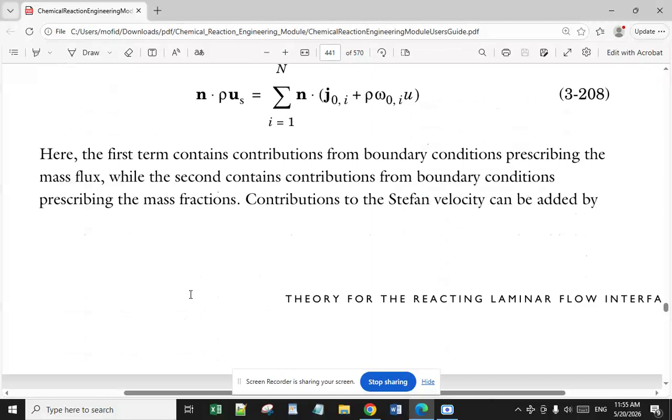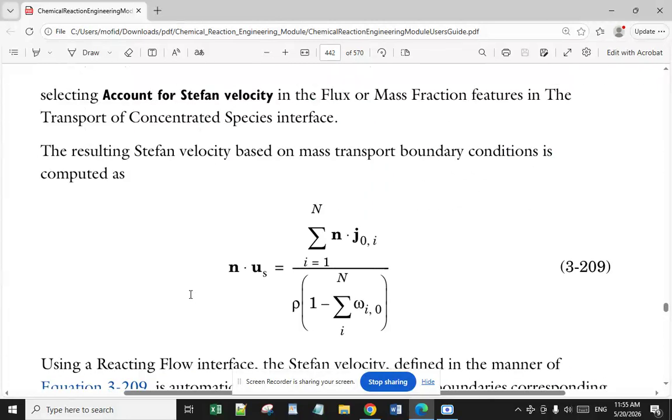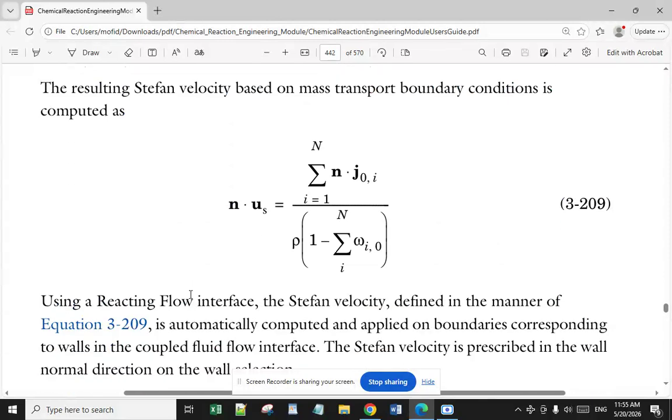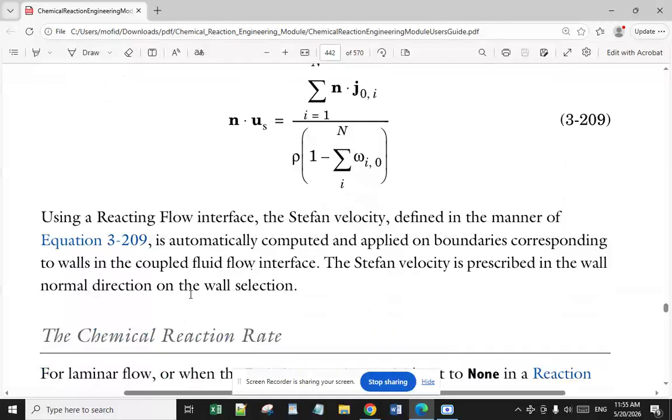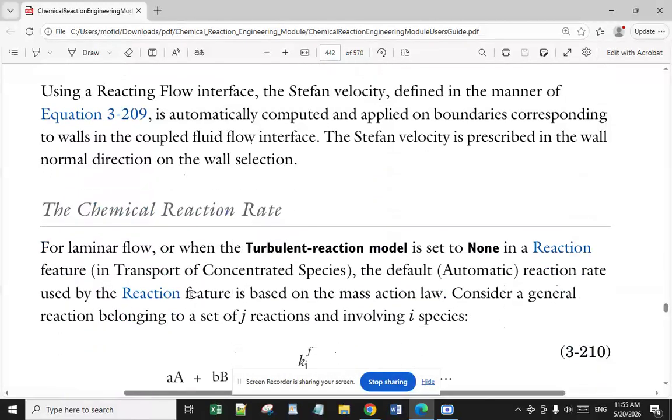Contribution to the Stefan velocity can be added by selecting accounting for Stefan velocity in the flux or mass fraction features in the transport of concentrated species interface. The resulting Stefan velocity based on the mass transport boundary condition is computed as follows. Using a reacting fluid interface, the Stefan velocity defined in the manner of equation 3-209 is automatically computed and applied on boundaries corresponding to walls in the coupled fluid interface. The Stefan velocity is prescribed in the wall normal direction on the wall selection.